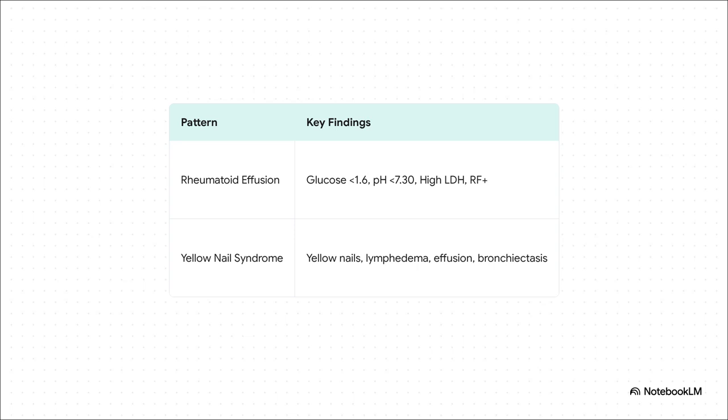Then there's yellow nail syndrome. This is a rare but really vital clinical triad, sometimes a tetrad. It consists of yellow dystrophic nails, lymphedema, a pleural effusion, and frequently bronchiectasis. Seeing these together means you have one unified diagnosis, not 3 random, unrelated problems.